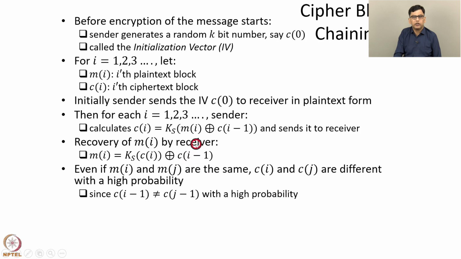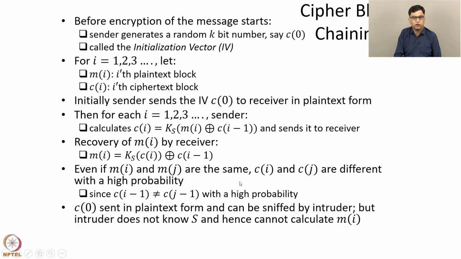So the plaintext block is not encrypted directly, but it is first XORed with the previous ciphertext block, and then the result is encrypted. And the previous ciphertext block is different for i and j with a high probability. So for this reason, Ci and Cj are different with a high probability.